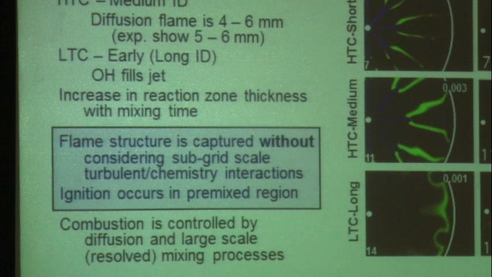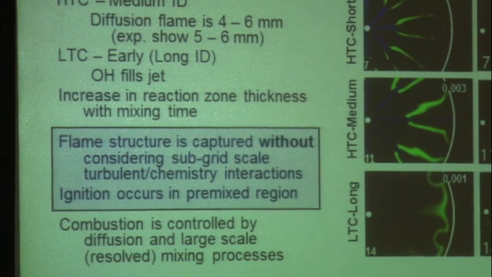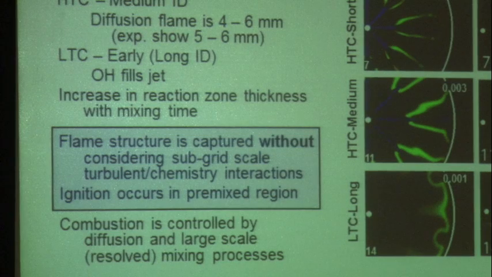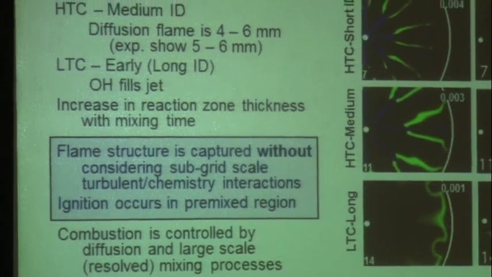And I guess that's not too surprising. If the diffusion flame is on the order of 1 or 2 millimeters in thickness and our cell sizes are of the order of 1 or 2 millimeters, then basically everything is homogeneous within those cells anyway. So essentially the combustion would be controlled by how fast you can entrain air into those jets, and that's a large-scale mixing problem, not a small-scale mixing problem.